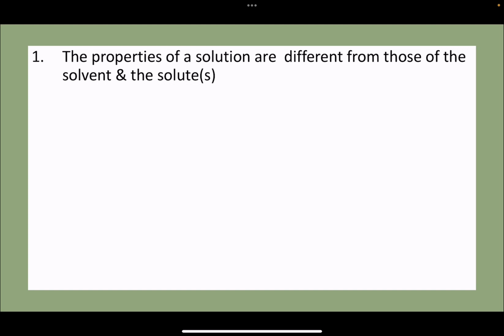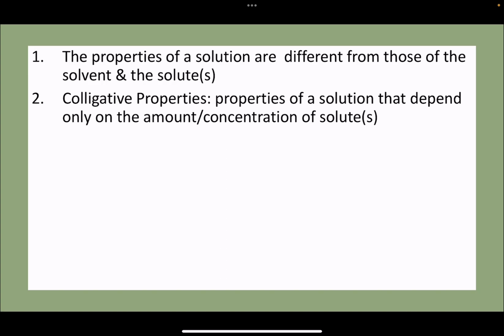We might have guessed by now that the physical properties of a solution are going to differ from the physical properties of the constituent solvent and solutes. Colligative properties are those physical properties which are dependent on the amount or concentration of the solute or solutes in a solution.